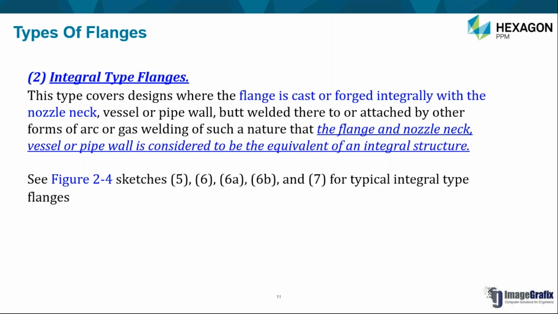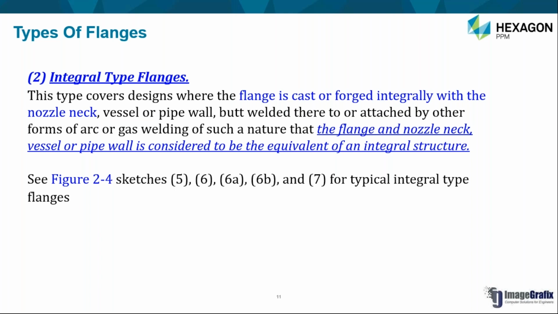If we adopt those, then the shell also can contribute to the strength of the flange, and hence we can consider both as an integral construction, and hence it is also called an integral type of flange. Okay. So in terms of code, how they have written is: this type covers the design where the flange is cast or forged integrally with the nozzle neck, vessel or the pipe wall, but welded thereto or attached by other forms of arc or gas welding of such a nature that flange and nozzle neck, vessel or pipe wall is considered to be the equivalent of an integral structure.